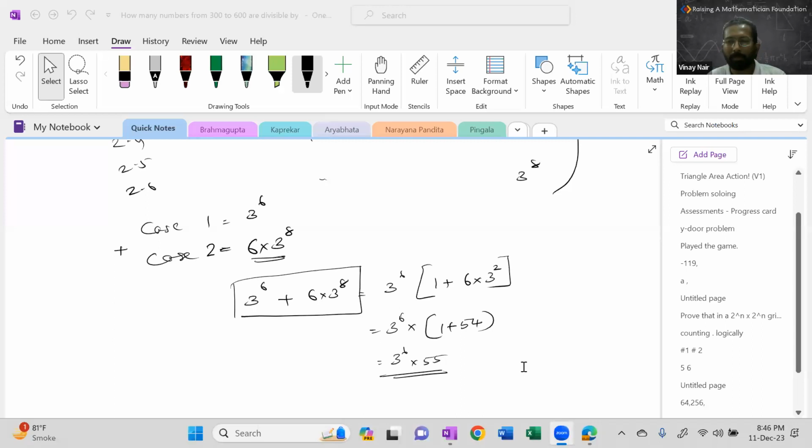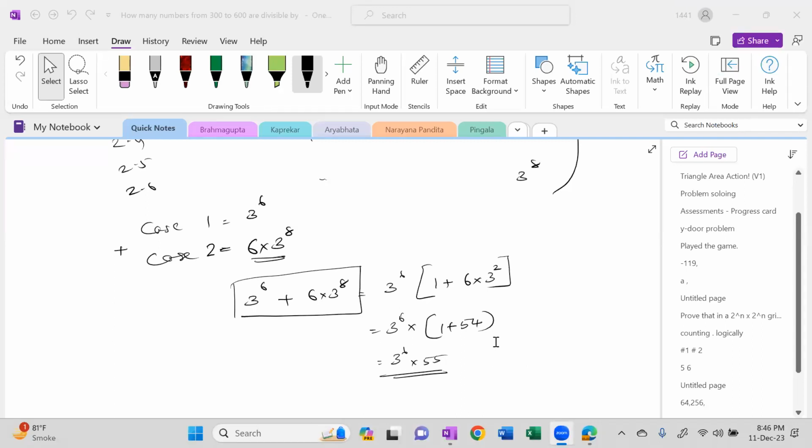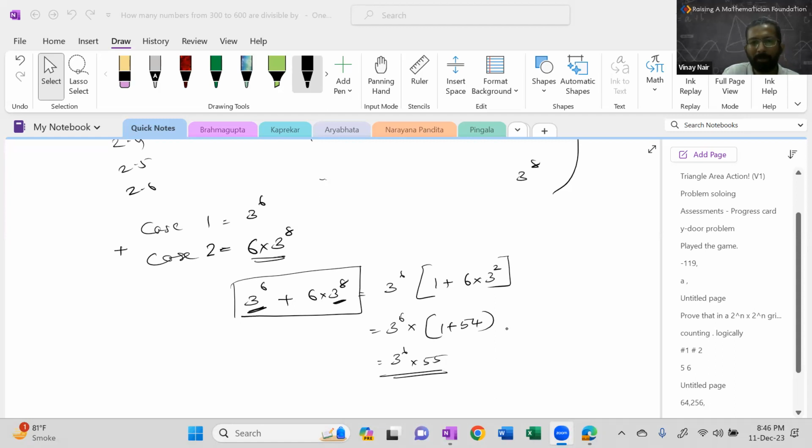Sir, but why do we have 1 plus 6 in it? That is because I took 3 power 6 common from both terms. This is one term, this is another term.